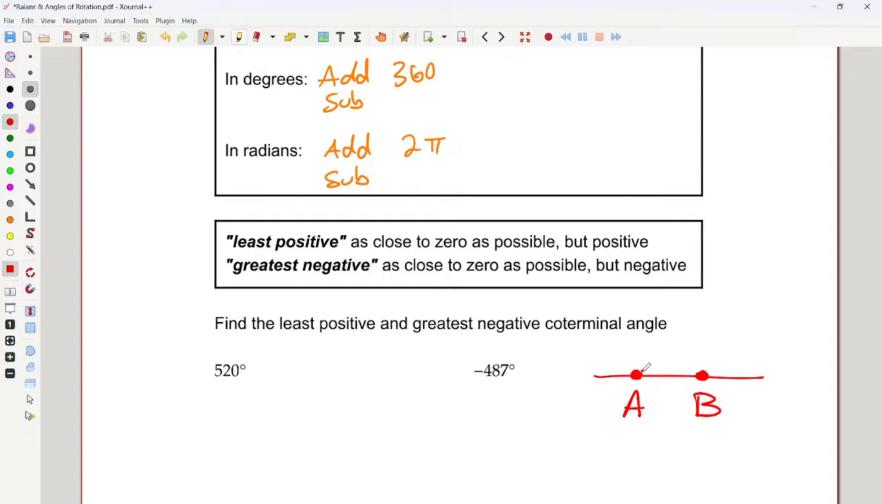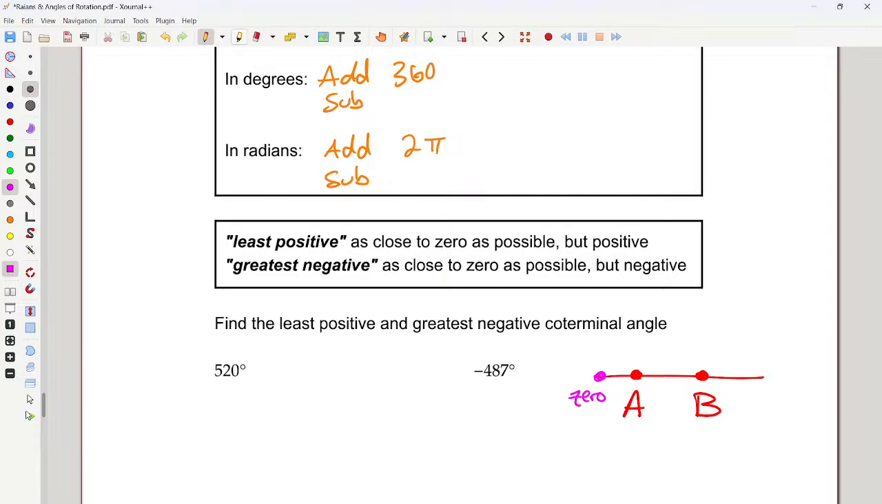So if zero is to the left of A, then A would be smaller than B. So B would be greater, assuming it's positive. Oh man, there's a lot going on here. Let's go through all of these. So if B is positive, why did that take like 10 minutes to show up? Okay. So both A and B are positive.